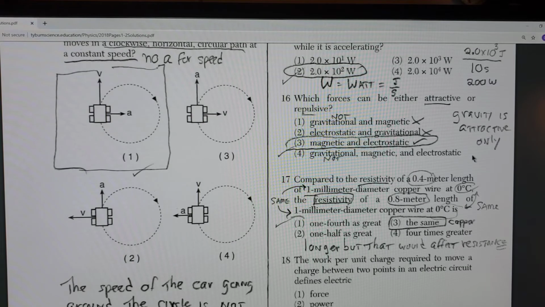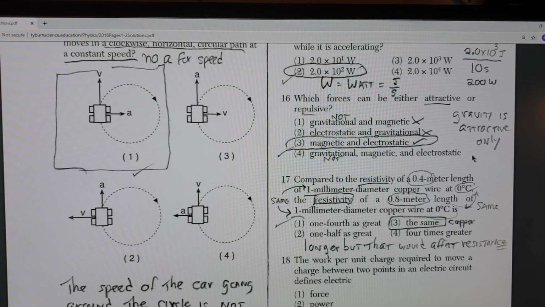Okay, if you got number 16 wrong, I'm going to put you back in Matter and Energy 101. Which forces can be either attractive or repulsive? Well, attractive forces would be magnets. You've seen magnets stick together, and you've seen magnets repel each other. Electric forces can do the same thing. They're not as easy to produce and play with as magnets, but gravitational forces can only attract.